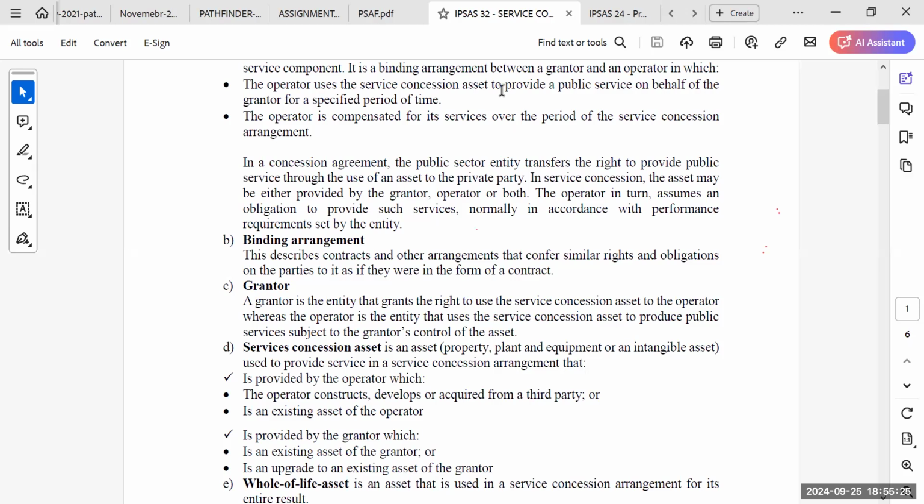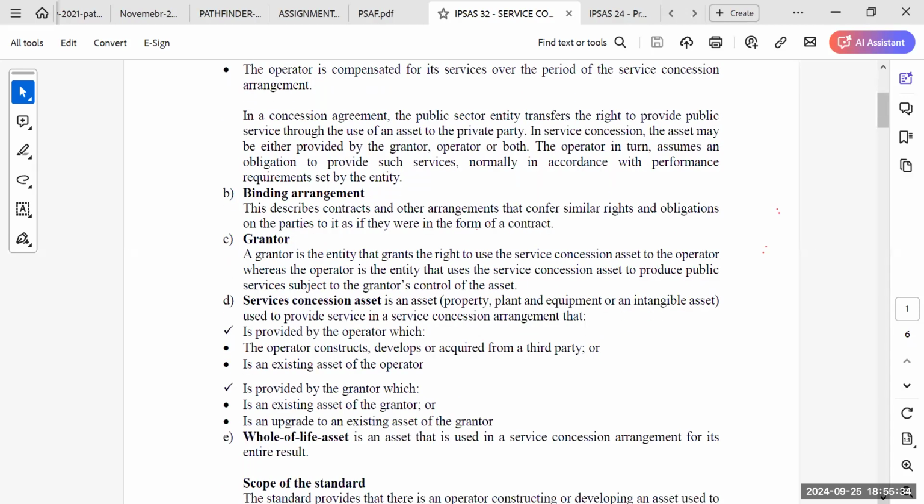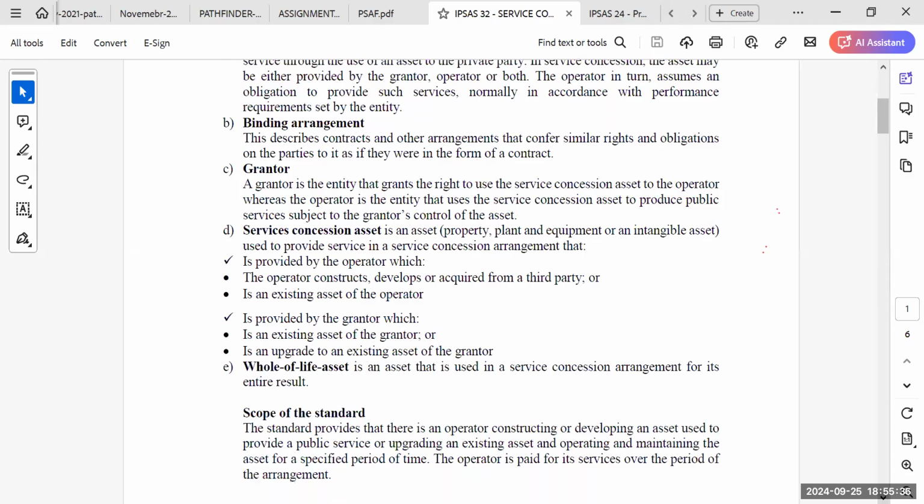The asset can be provided by the grantor, which can be an existing asset of the grantor, or an asset that upgrading has been done to. We call something a whole life asset. A whole life asset is a service concession asset that is going to be used for its whole life in providing the public service. So what we mean by the whole life asset is that in the service concession arrangement, the service will be provided for the whole of the asset's useful life.